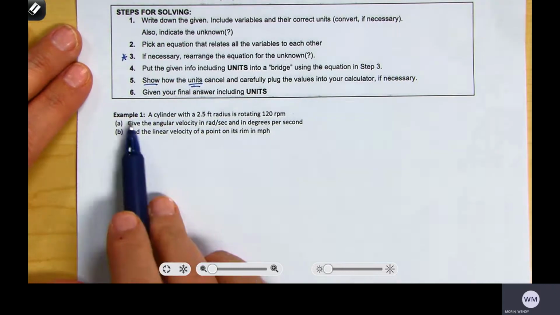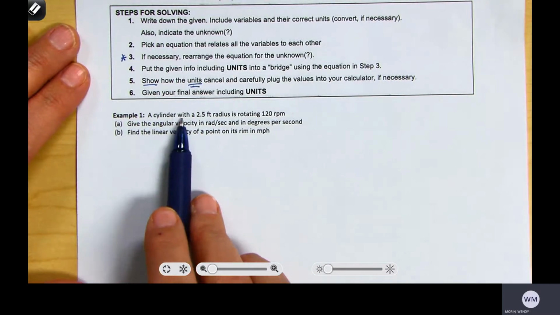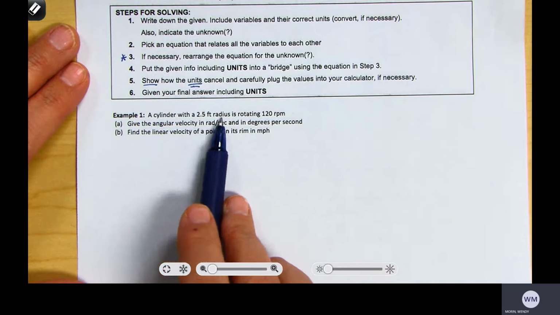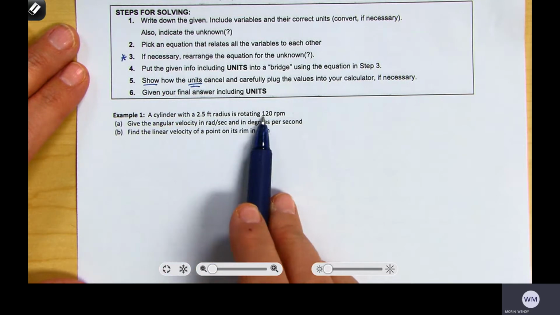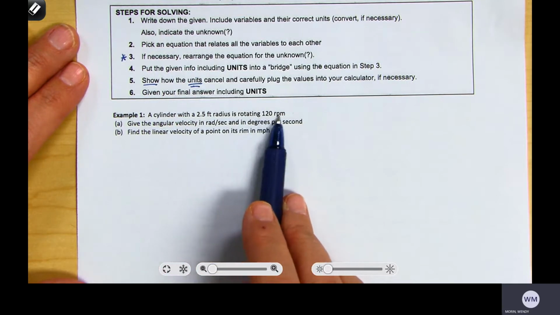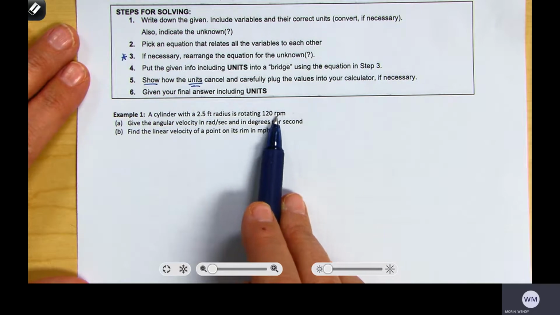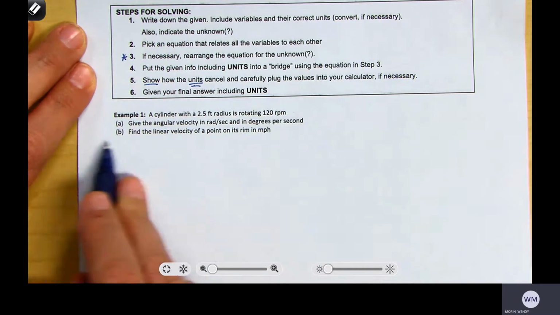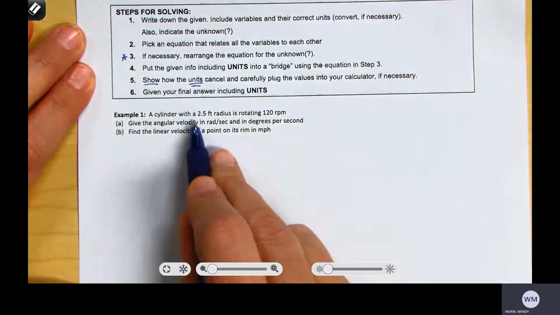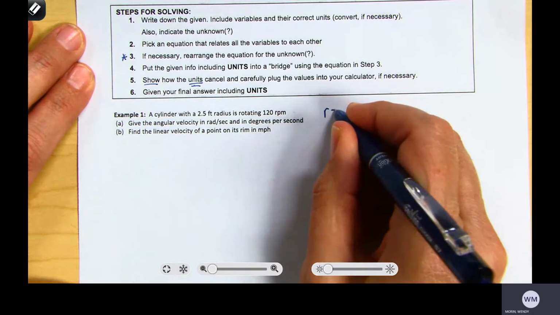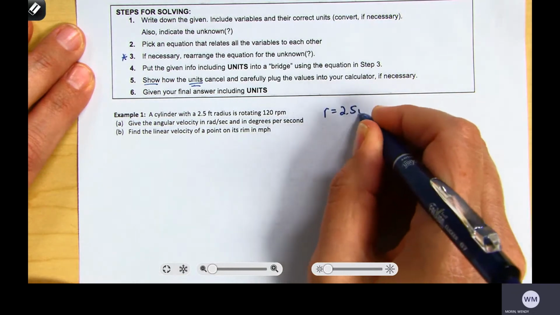Okay, so let's go ahead and look at example number 1. A cylinder with a 2.5-foot radius is rotating 120 RPMs. That's rotations per minute or revolutions per minute. That's not radians per minute. Okay, so let's go ahead and write down the given: the radius, so r equals 2.5 feet.